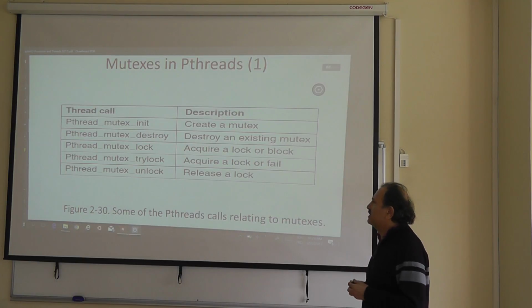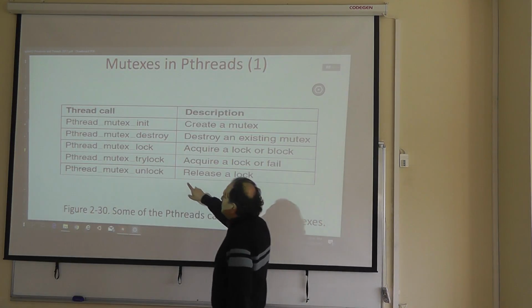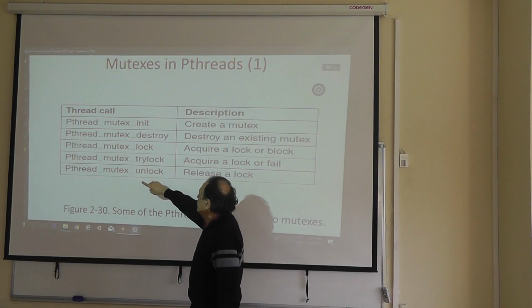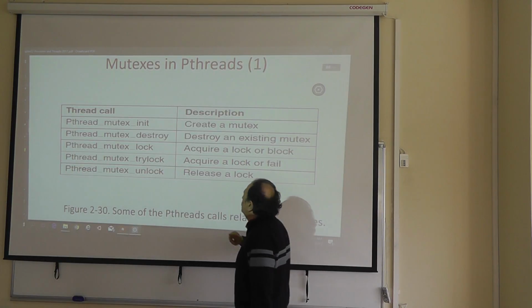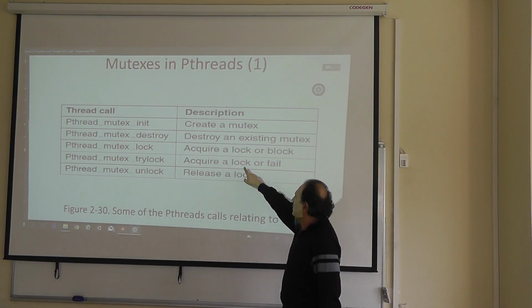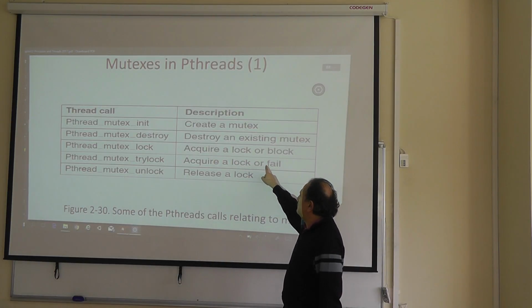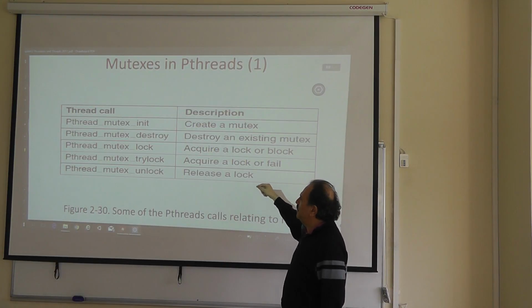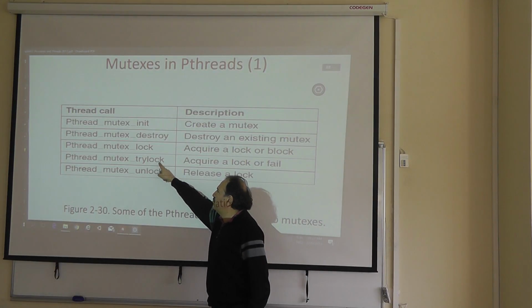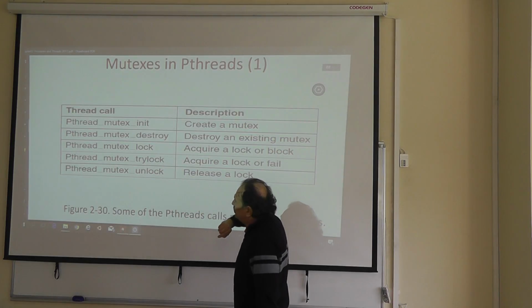When you call mutex lock, it either gives you the lock or blocks. When you call this try lock, it will never block. It will acquire a lock, or it will come back as failing. It will say that I couldn't get the lock. So why do I need such a function call?